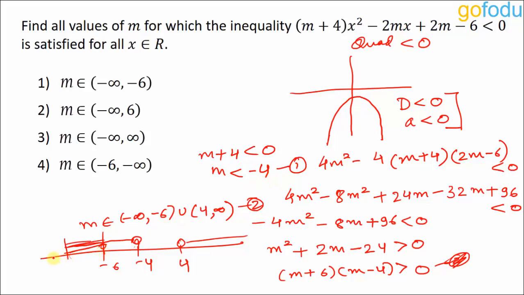That is from minus infinity to minus 6. This is the wrong way to write it, minus 6 to minus infinity. This has to be from minus infinity to minus 6. Okay. Next question.